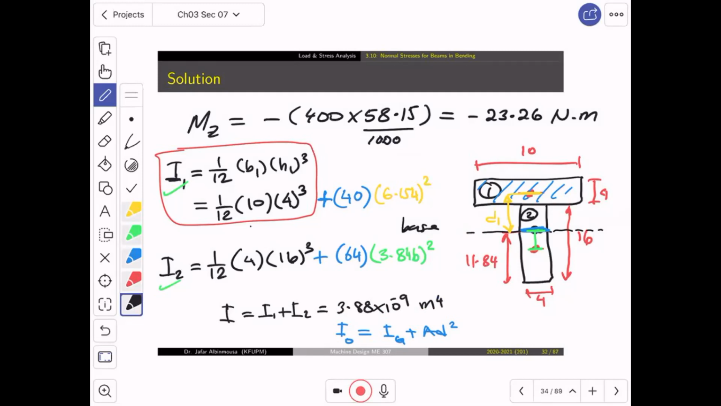For your information, I1 is equal to 1.568 multiplied by 10 to the power 3 millimeter to the 4. So this is in millimeter, and then I converted it into meter. I2 is equal to 2.312 multiplied by 10 to the power 3 millimeter to the power 4. Now I know this. I'm almost done.